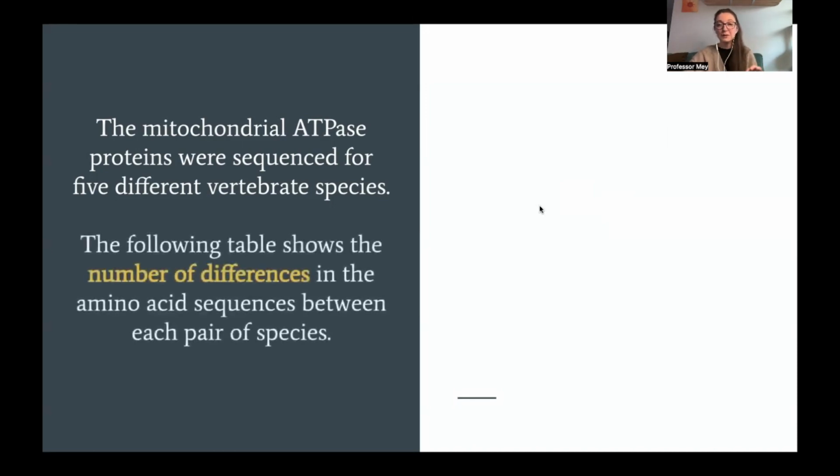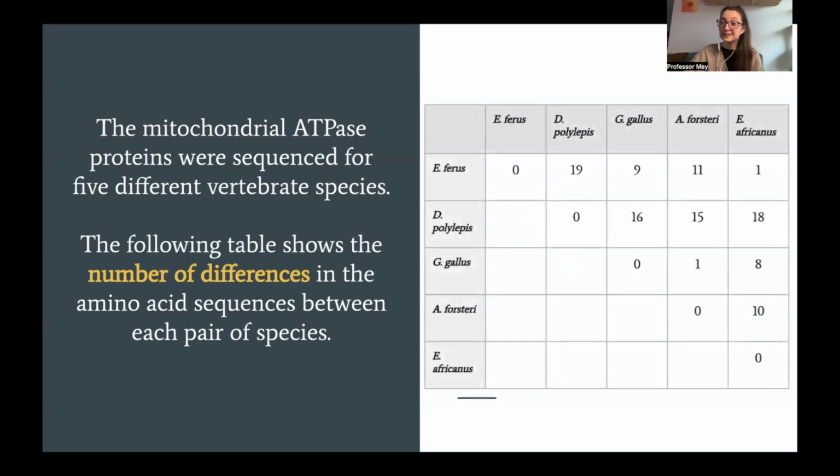Okay, cool. We're going to use the table after we've analyzed the amino acid sequence that creates this mitochondrial ATPase from biochemical analysis. We're going to look at differences between 5 different taxa. Now, remember, a single taxon is an organism. It's just a point of interest of evolutionary comparisons. We're going to be looking at E. ferus, D. polylepis, G. gallus, A. foresteri, and E. africanus. Okay, so these are all really interesting organisms. I'm not going to spoil what they are right now because I want you to think about the actual numbers here rather than what the organisms look like or their morphological traits.